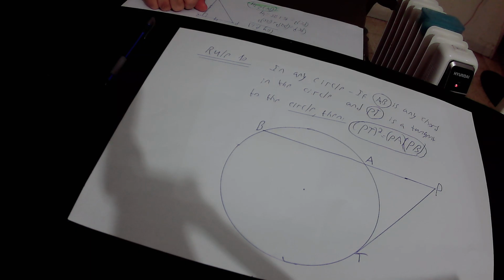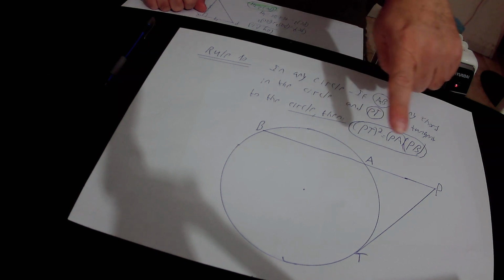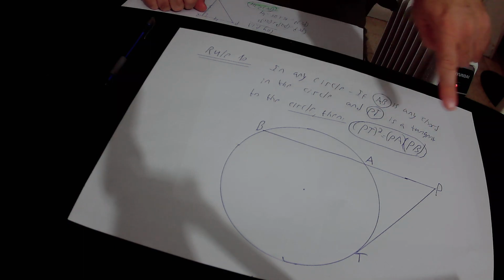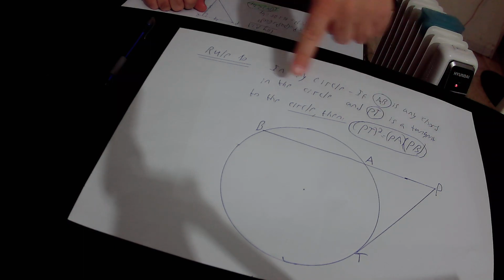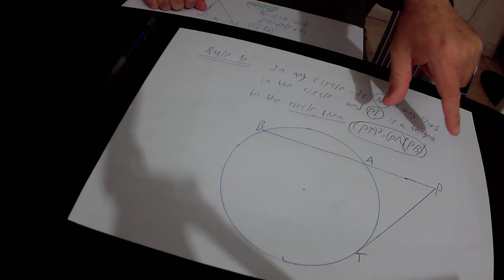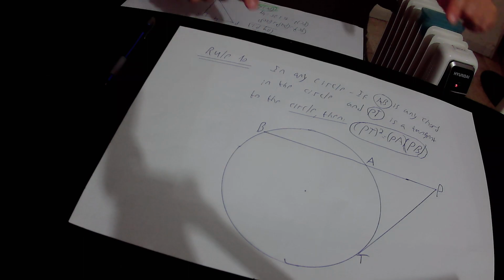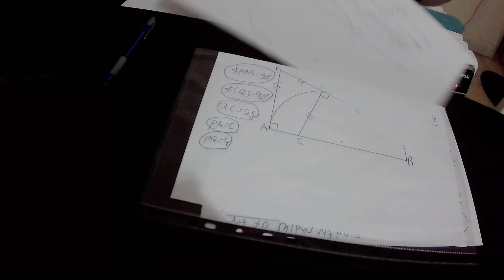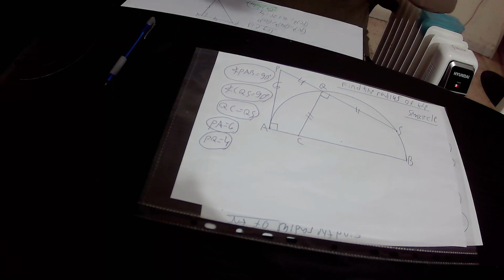Then the following equation is true: PT square, that is the square of tangent PT, equals PA times PB. Again, PT square equals PA times PB. We can actually implement rule number 10 in our drawing.